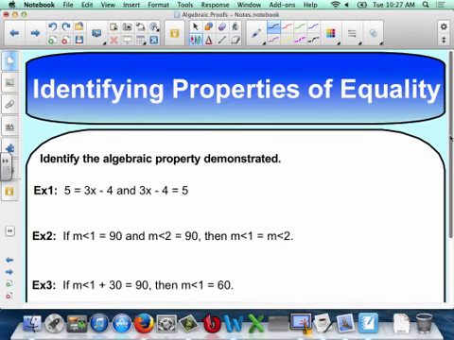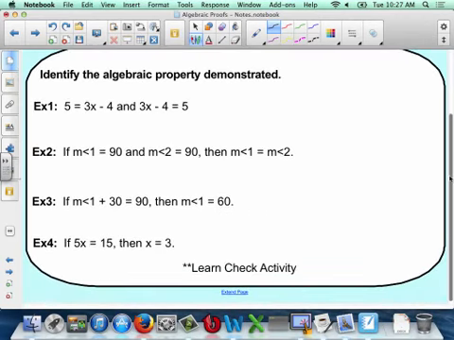So let's look at first example 1. Five equals 3x minus 4, and 3x minus 4 equals 5. So, Lucas, which property is that? The reflexive one. Okay, if it's reflexive, it'll be the same exact thing. This would be symmetric.